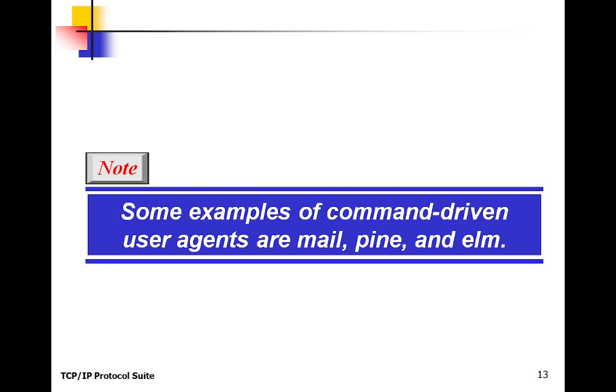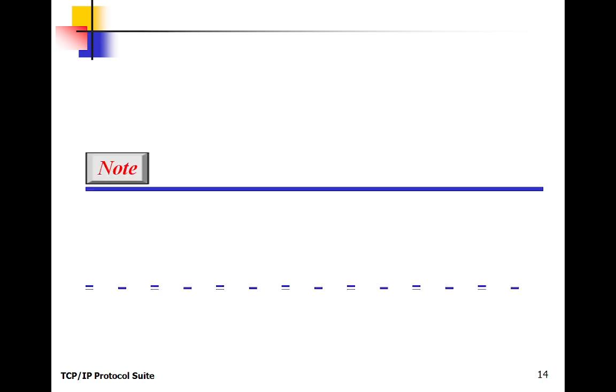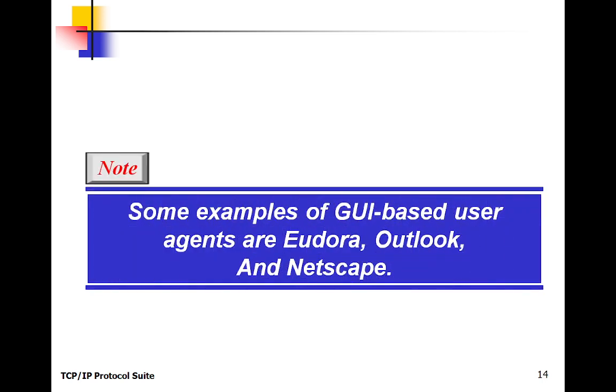Some examples of command-driven user agents are mail, pine, and ELM. These are some examples. Then GUI-based user agents are also there: Eudora, Outlook, and Netscape. We have already discussed that if the mail communication happens within the intranet, then we can use some tools. Outlook is one example. Within the organization we can use it, and whenever it is connected to the internet, you can send mail to the outside world.